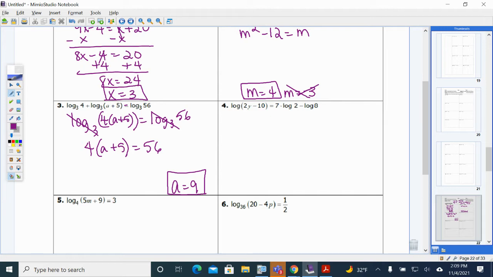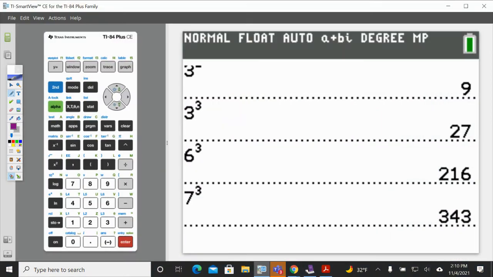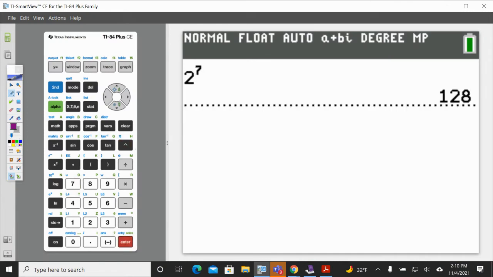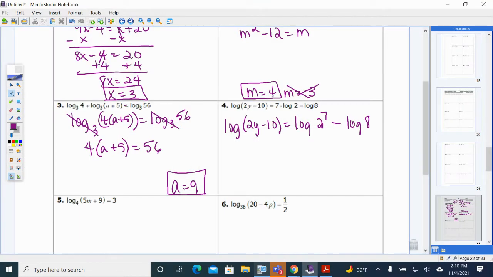On number 4, log of 2y minus 10 is equal to 7 times log of 2 minus log of 8. So the right side is our issue at this point. We need to condense that. The 7 in front of the log of 2 is going to change to log of 2 to the 7th, and then I've got this minus log of 8. Well, 2 to the 7th power is 128. So this is going to be the log of 128 minus log of 8.